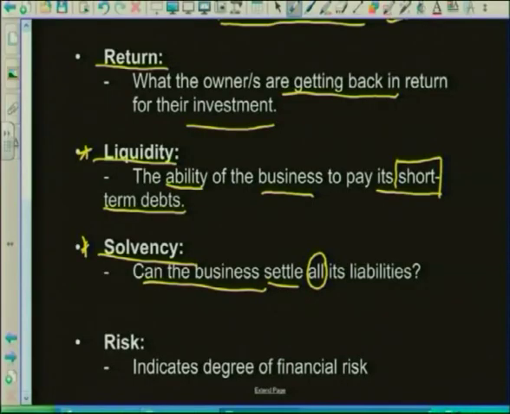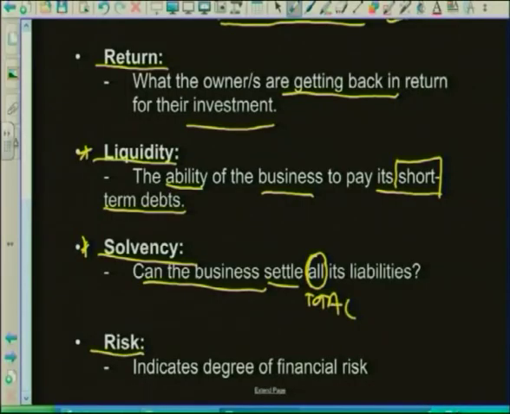And you guys are going to find, especially when you work through past papers, that there is a key focus on the difference between liquidity as well as solvency. Liquidity: can the business pay its short-term debts or its short-term liabilities? Solvency: can the business pay all its liabilities? In other words, its total liabilities, current and non-current, or current and long-term.